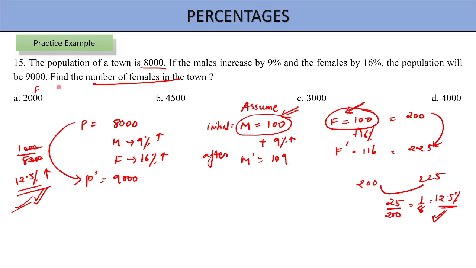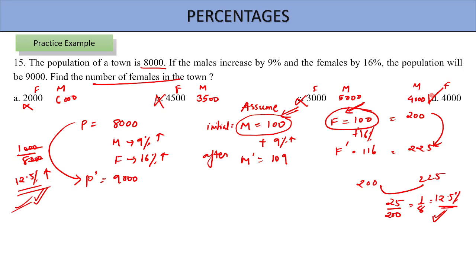So here my female is 2000, my male will be 6000. So this is removed. Here my female is 4500, my male will be 3500. So this is also removed. Here my female is 3000, my male is 5000. So this is also removed. Here my female is 4000, my male will also be 4000. Option D is the correct answer.